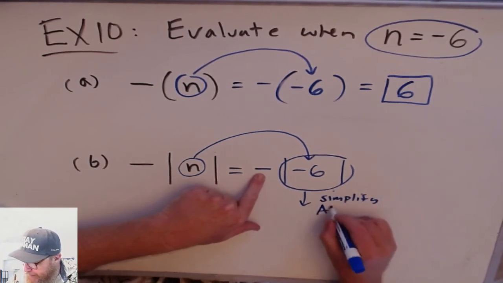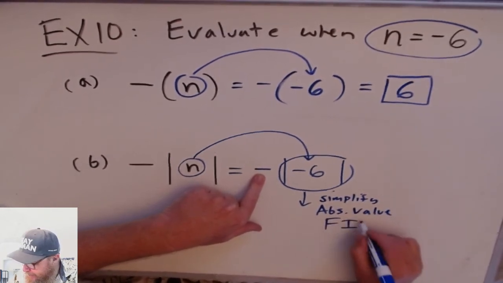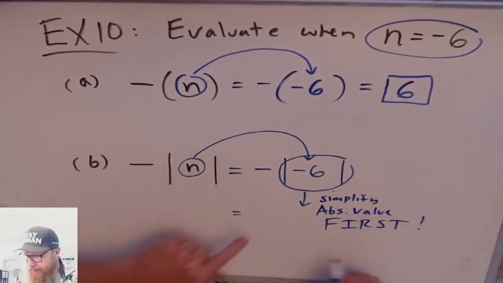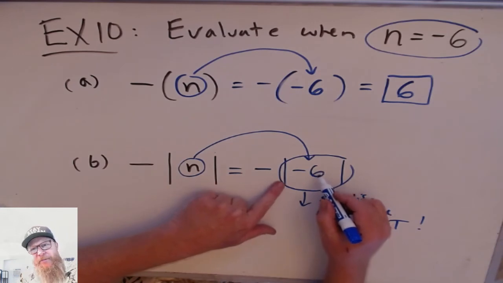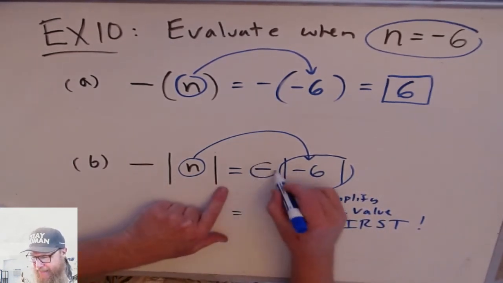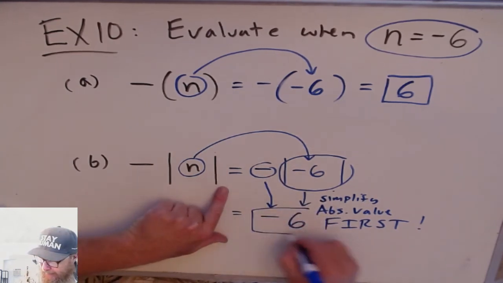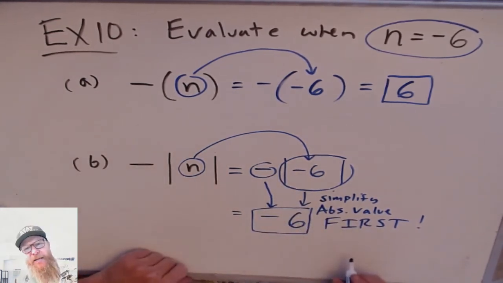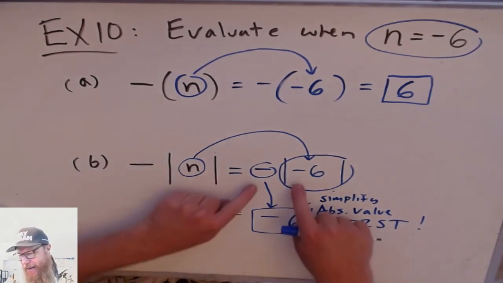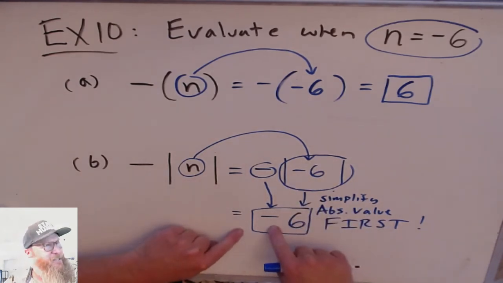So simplify the absolute value first. So what is the absolute value of -6? That becomes 6, and then bring down the negative, and you get -6. So even though there are two negative signs, the result is still negative.